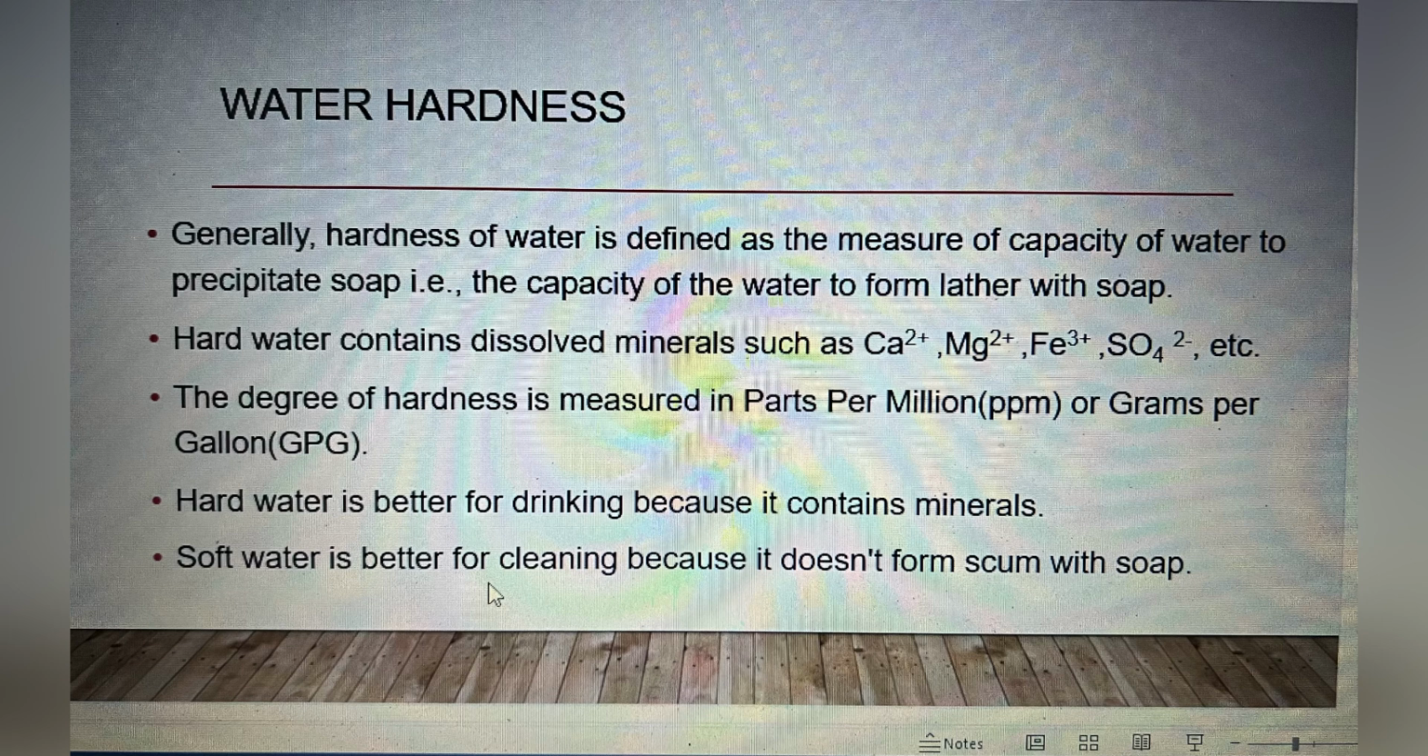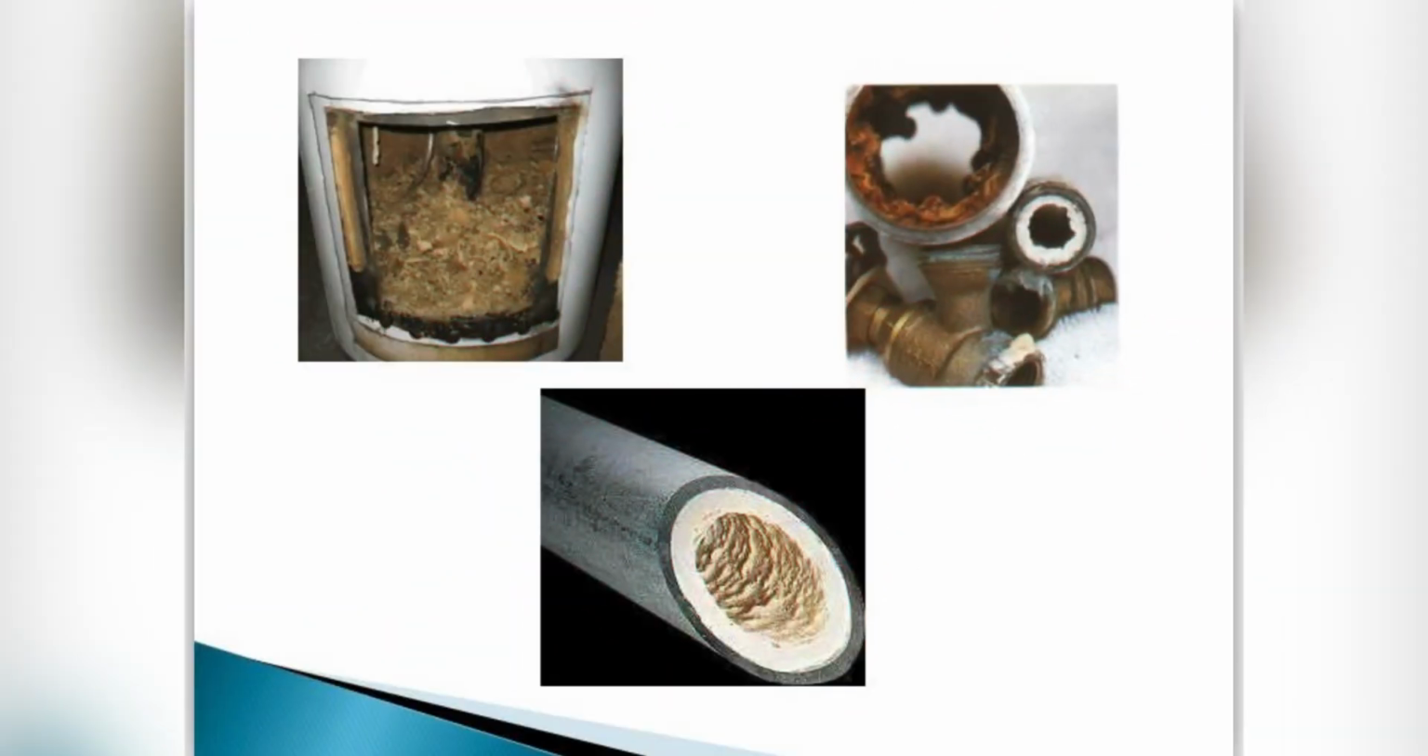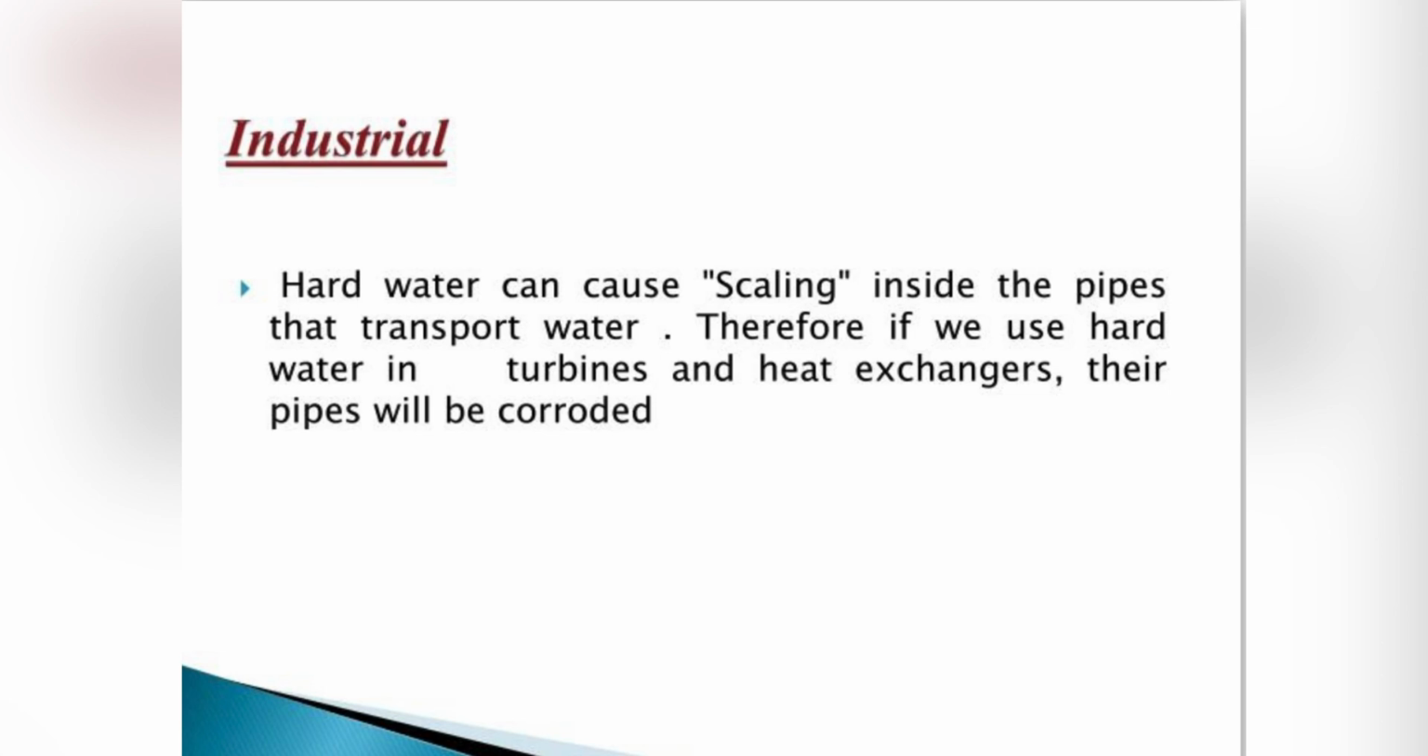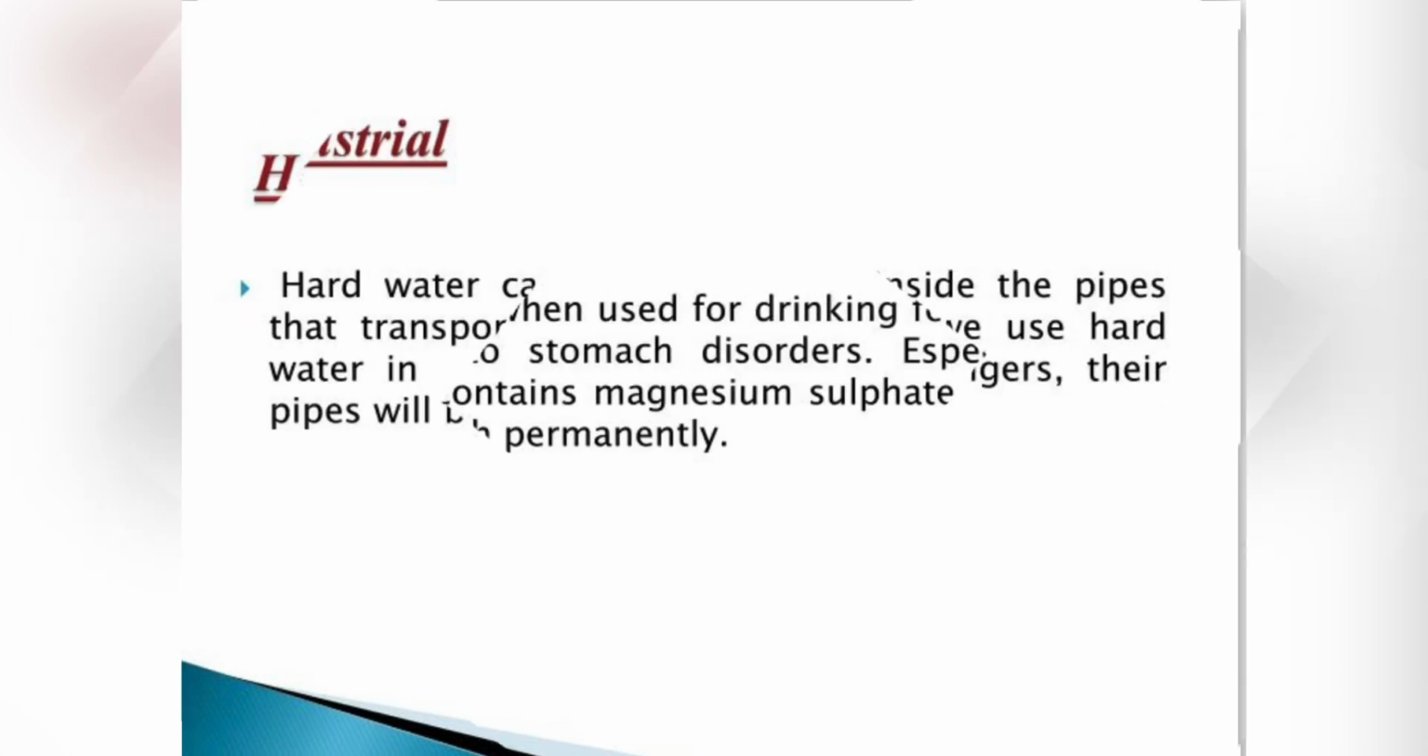Hard water contains dissolved minerals like calcium, magnesium, and iron in the form of ferric sulfate, etc. The degree of hardness is measured in parts per million (ppm) or grains per gallon (gpg). Hard water is better for drinking because it contains minerals. Soft water is better for cleaning because it doesn't form scum with soap. This picture shows that hard water is unsuitable for laundry purposes and forms scaling in the pipes. Therefore, if we use hard water in turbines and heat exchangers, their pipes will be corroded.